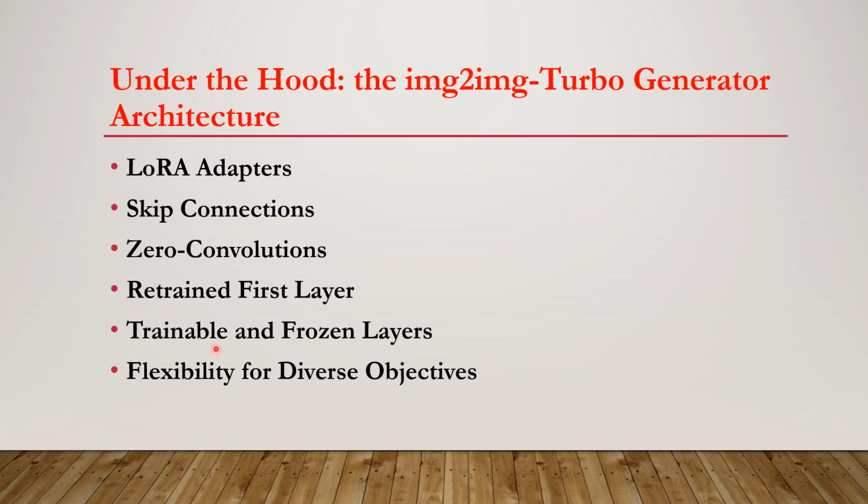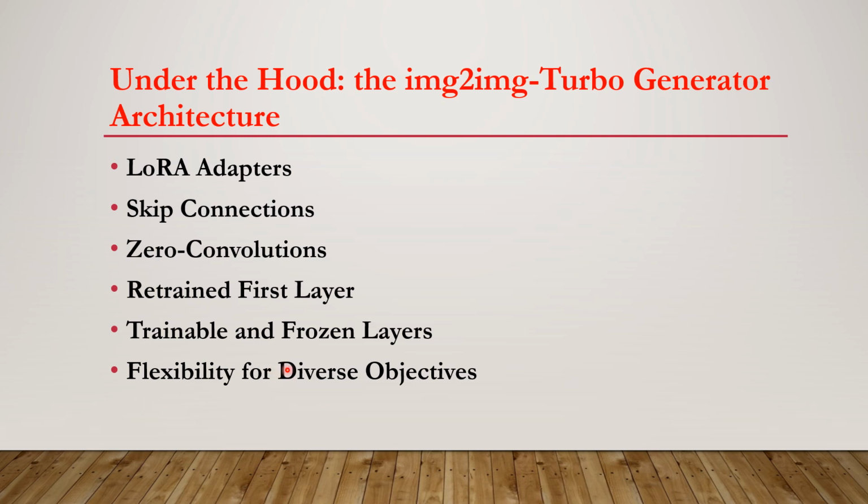Then trainable and frozen layers. Well, this generator network consists of both trainable and frozen layers. Trainable layers, which are depicted in, say, blue boxes, are updated. Frozen layers maintain the weights they acquired during the pre-training of the text-to-image diffusion model, and this selective training approach leverages the pre-trained knowledge while allowing for fine-tuning specific components for the image translation task.